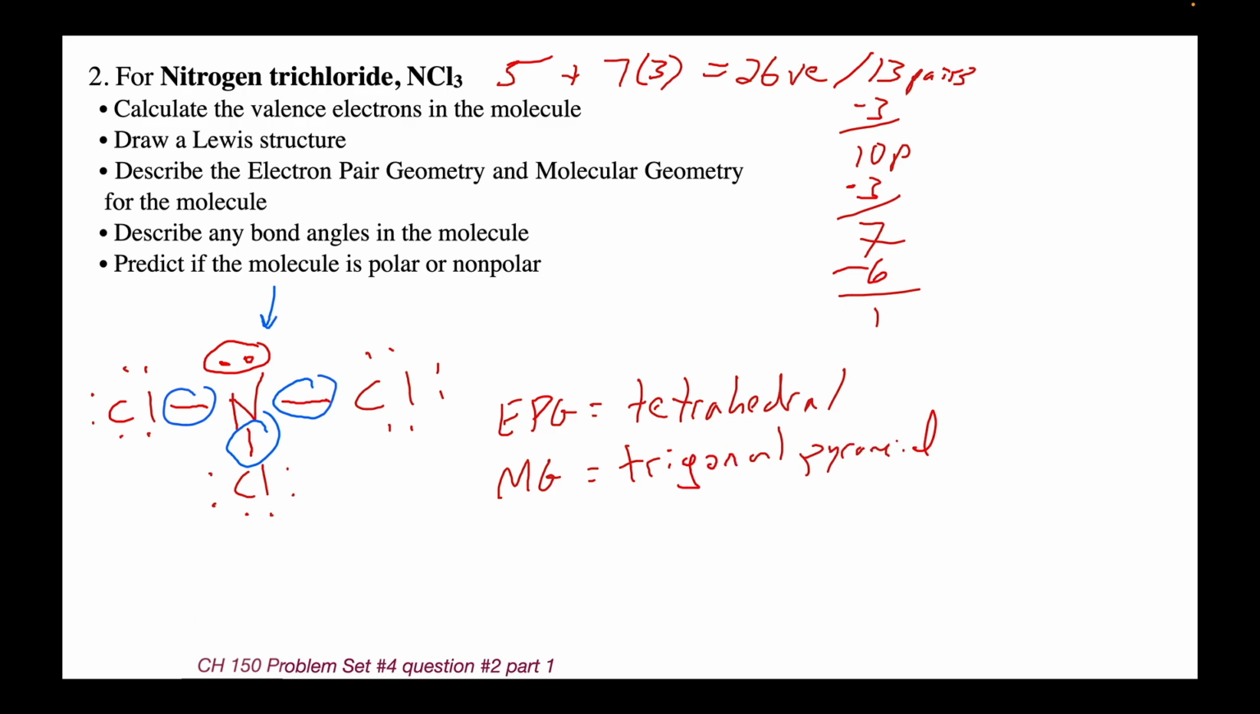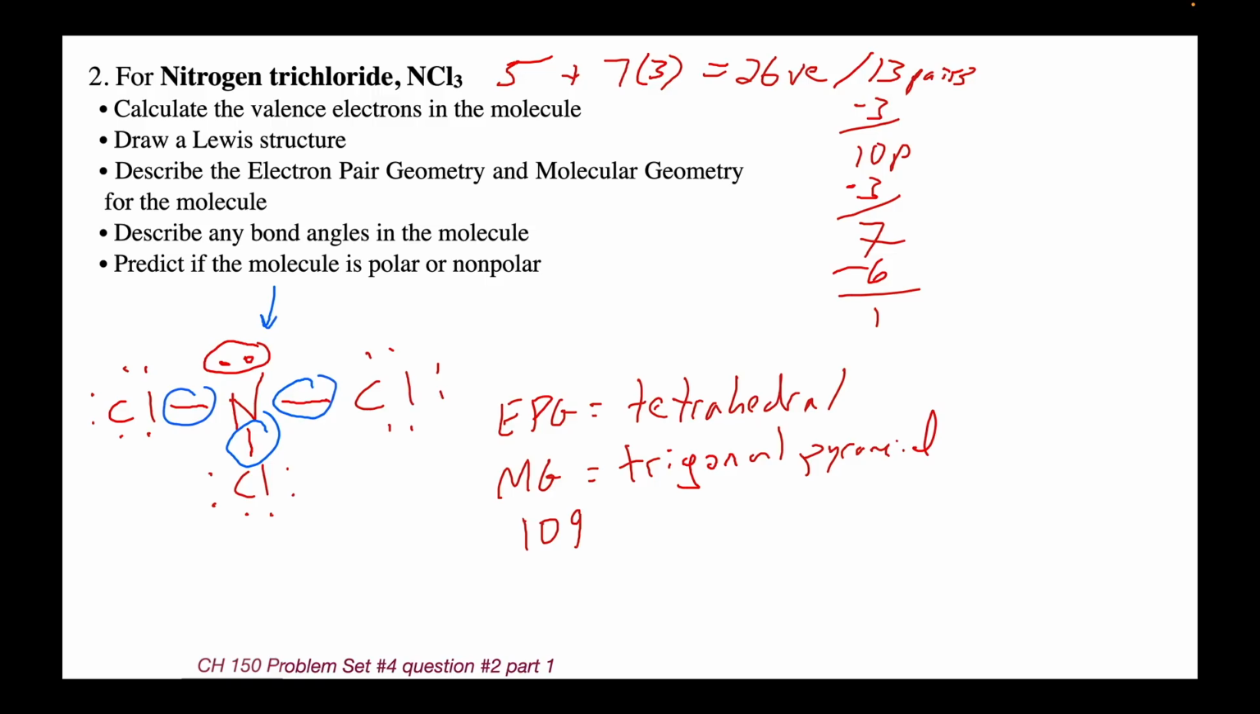Or pyramidal trigonal sometimes, although I don't like that as much. Don't call it just pyramid. In later classes, there's another kind of pyramid, so don't just call it pyramid, but trigonal pyramid or something like that is fantastic. So that's the EPG and the MG. It's something you can honestly just look up in a table. Bond angles for anything tetrahedral will always be 109, and that includes this particular molecule too.